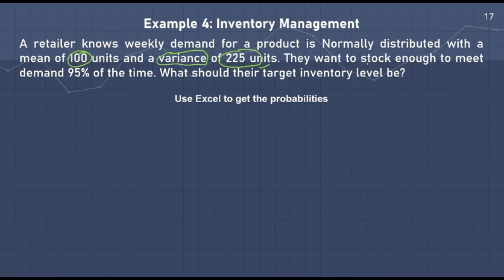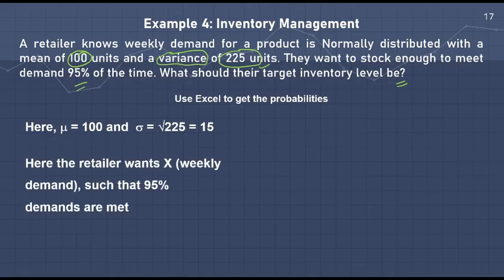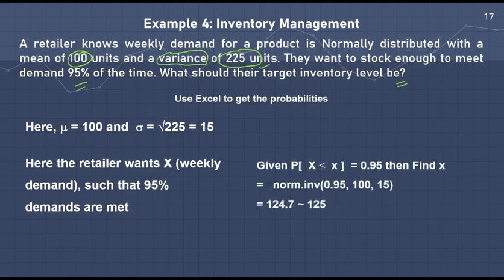After that, they want to stock enough to meet the demand 95% of the time. What should be the target inventory level B? So first, I define the parameters: mu equal to 100, and sigma is the square root of 225, which is 15. So we have mean and sigma. Now I want to stock 95% of the time. That means the probability is 95%, and I want X. That means I require computing the percentile. So what is the formula? I want to find X such that the probability is equal to 0.95. For that we use NORM.INV with the probability value 0.95.